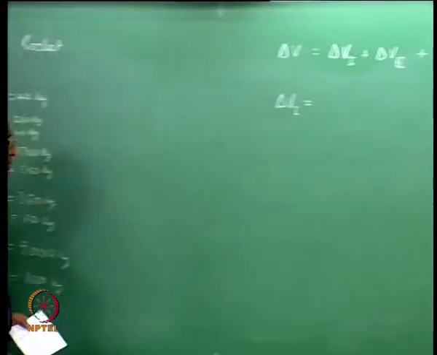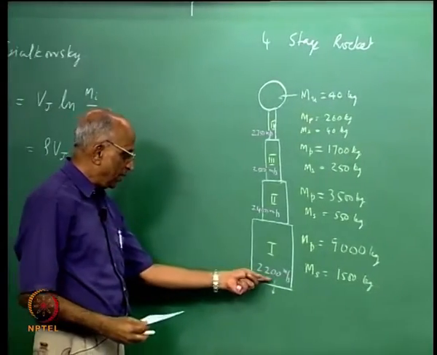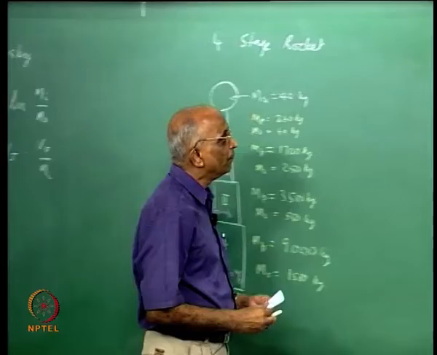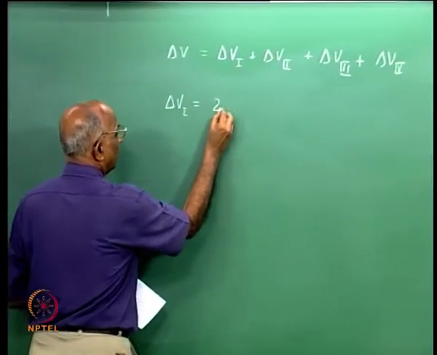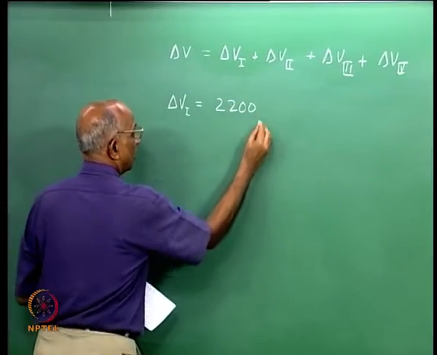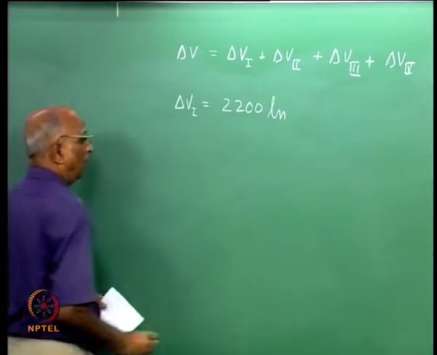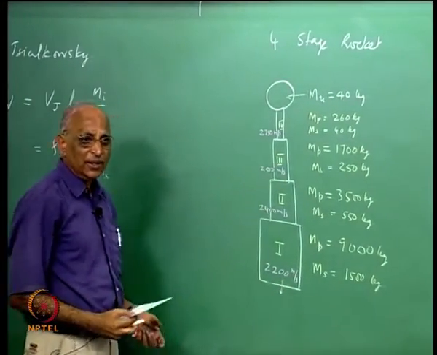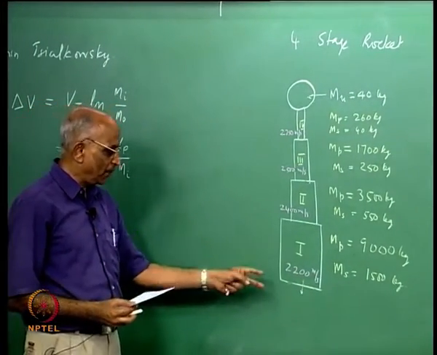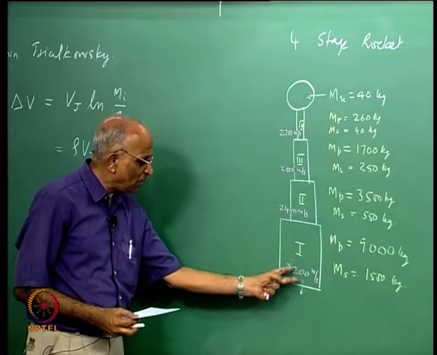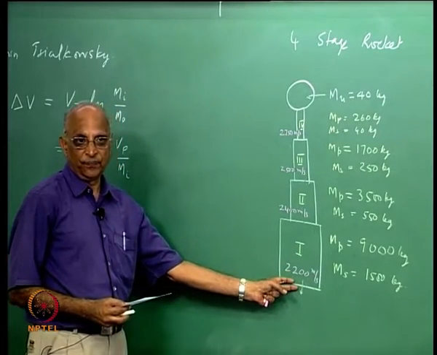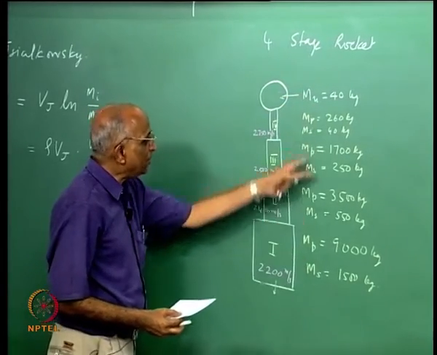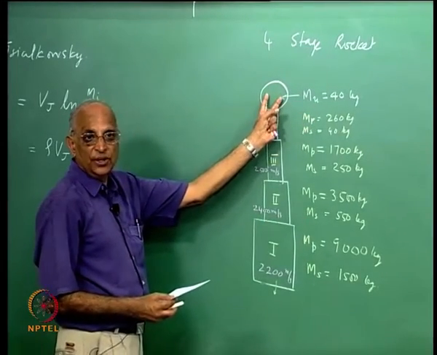The first stage, you find that the exit or the jet velocity Vj is equal to 2200 meters per second, into logarithm of the initial mass of the rocket to the final mass of the rocket. This is where we must be very clear. What is the initial mass of the rocket at takeoff? It includes all the mass of propellants, all the mass of structures plus this over here.